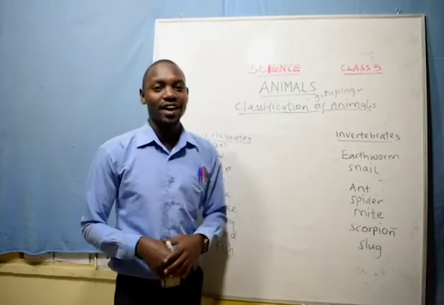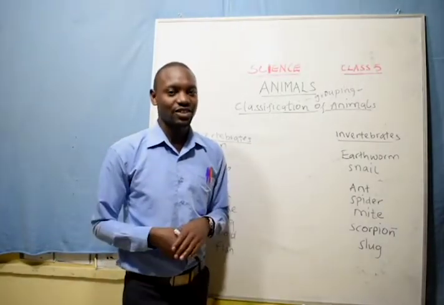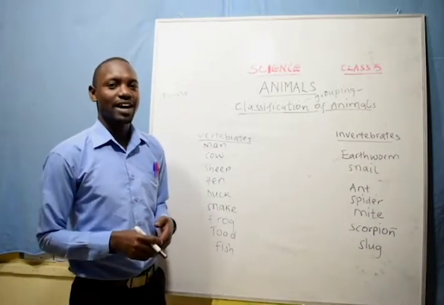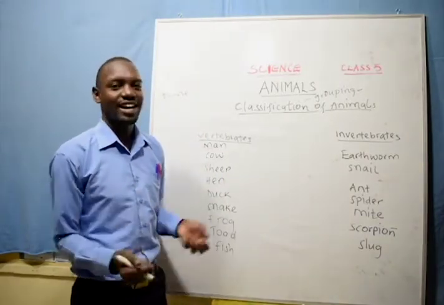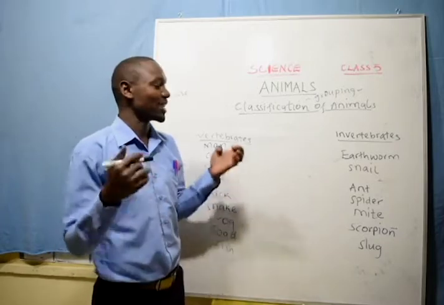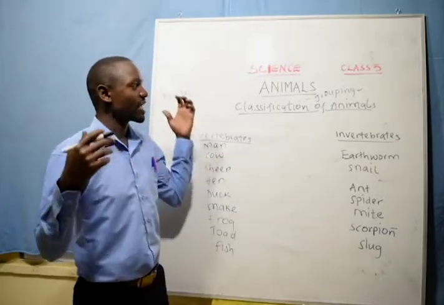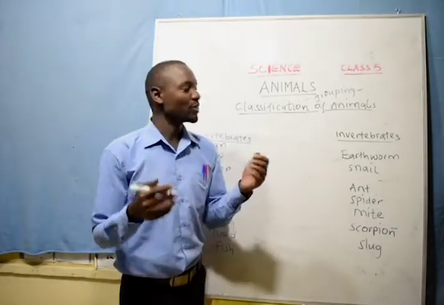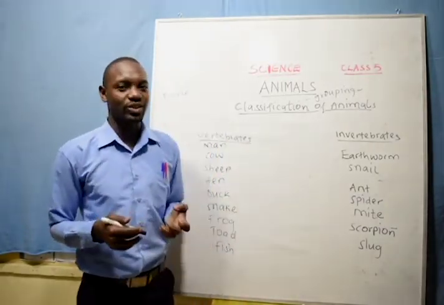We also have other animals which are found in the forest. These are wild animals like lion, zebra, elephant, hyena, the hare, and leopard. Today we are not going to group animals that way. We are going to group animals in two categories.